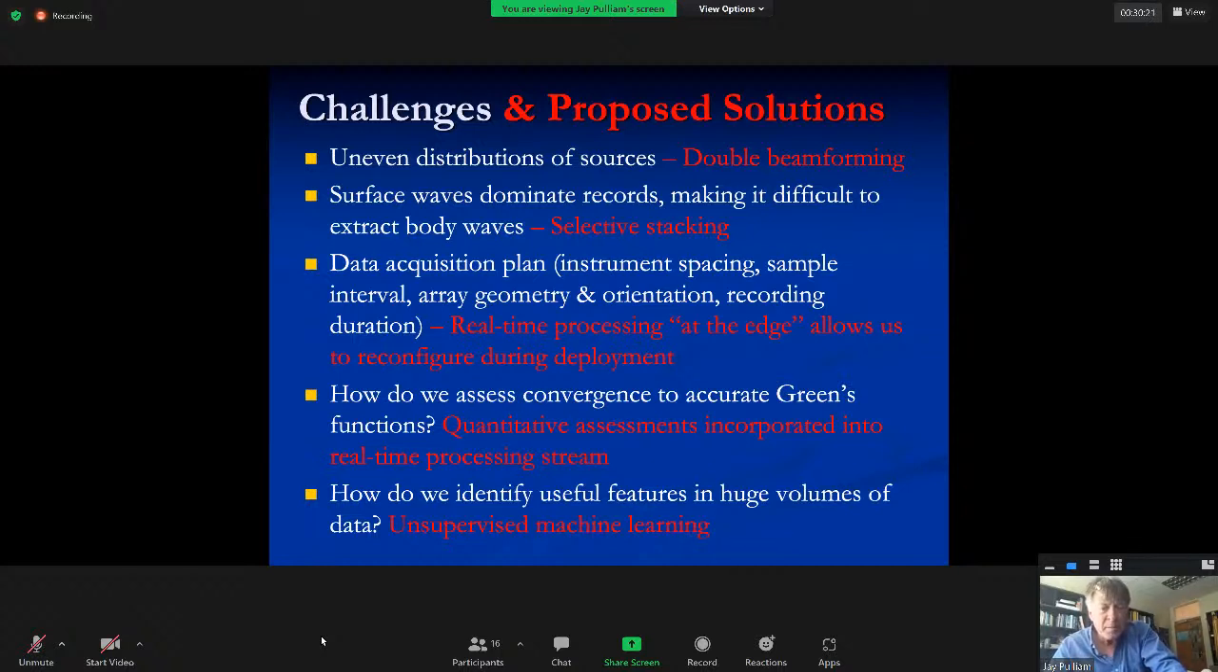And then the huge volumes of data need to be addressed in some automated fashion. We need some kind of tool that will perform some of the basic assessments and processing without our intervention. And for that, we use machine learning.